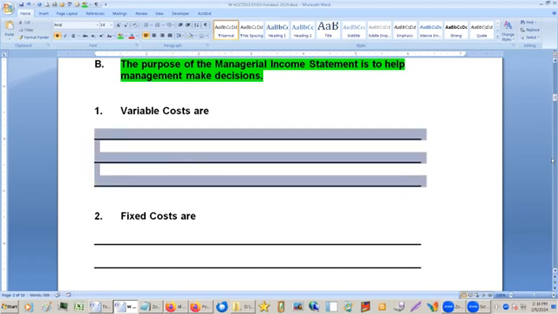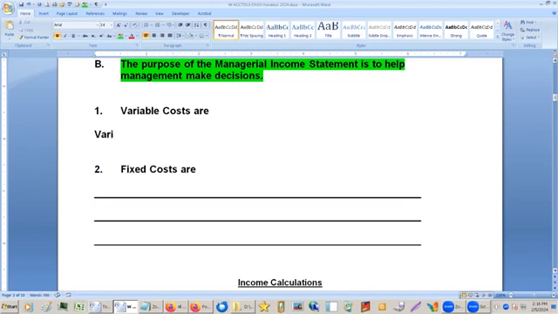Variable costs. Variable costs are costs that will increase in total as production increases.